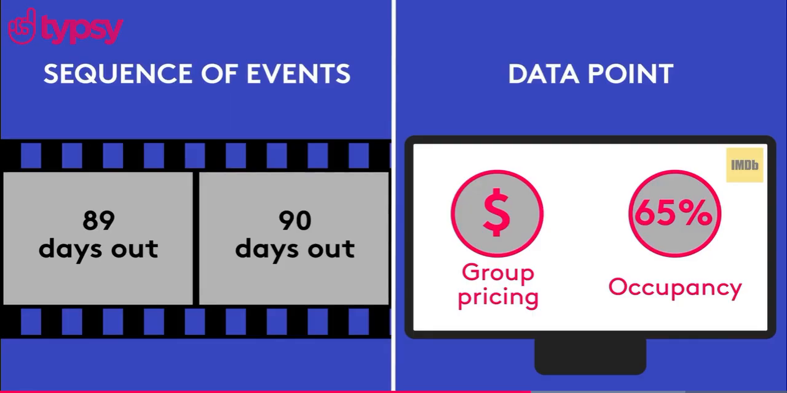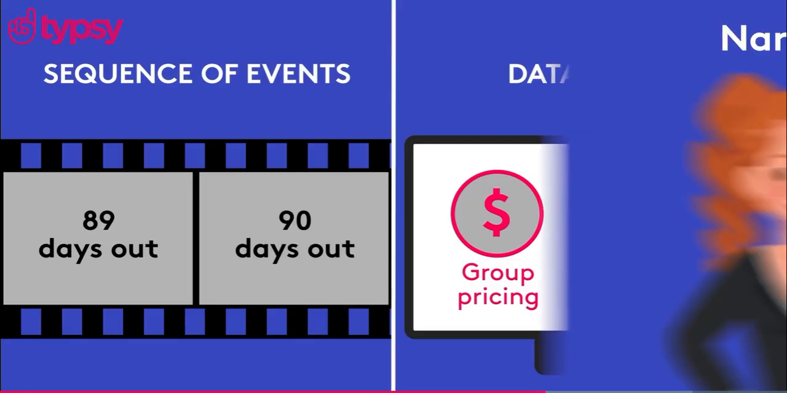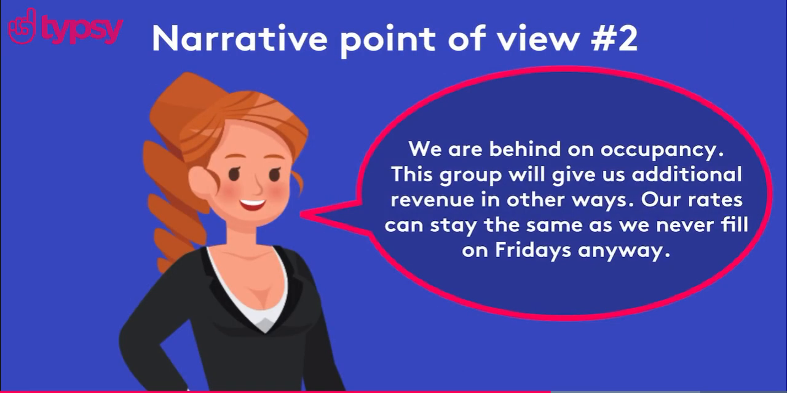But did we get the full view? Did we get all the characters? If not, would that make the story different? Let's try again. We need to take this group. Our occupancy for this far out is 75%, which means we're already behind. This group will give us additional revenue, but our rates can stay the same as we never fill on Fridays, and the group does not make a difference to that.